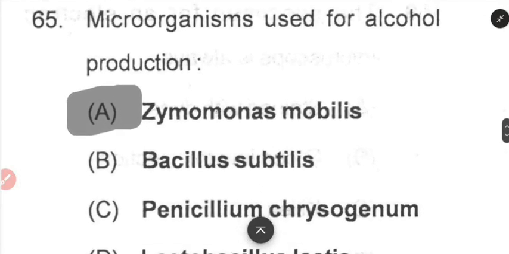Next question. 65. The microorganism used for alcohol production is Zymomonas mobilis. We utilize this specific microorganism, Zymomonas mobilis.